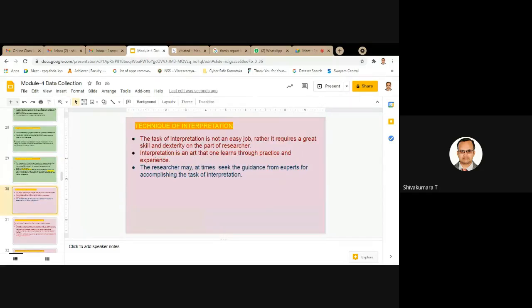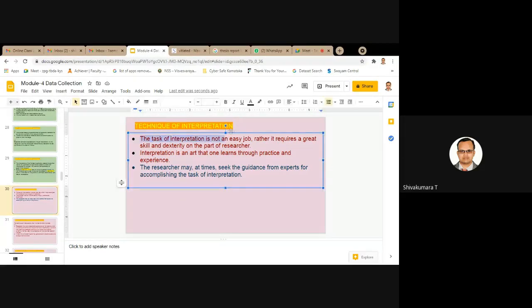Then, the technique of interpretation. First, we understood what interpretation is, the meaning of interpretation, and why we need interpretation. Now we are going to learn the technique of interpretation and its significance. The task of interpretation is not an easy job. Why? The textbook tells us that it is not easy.